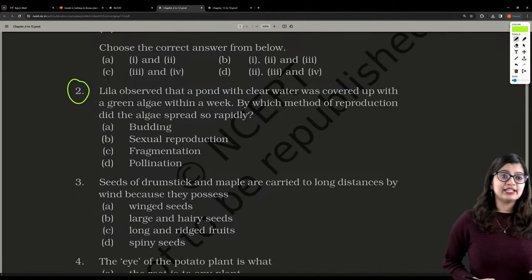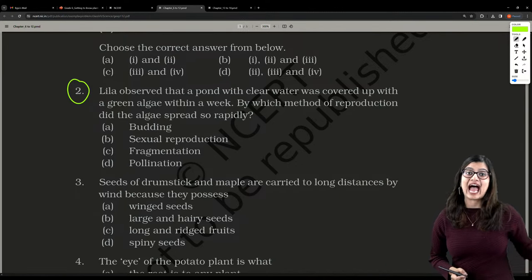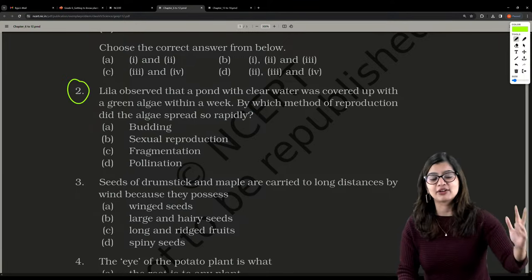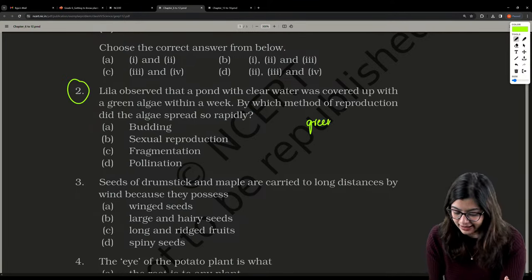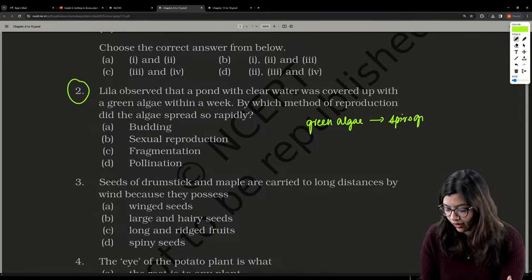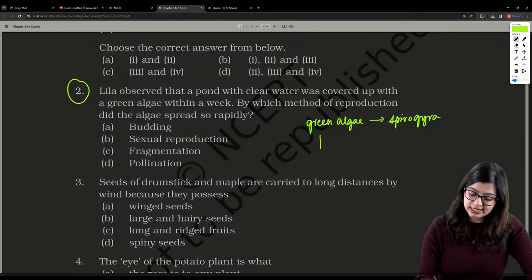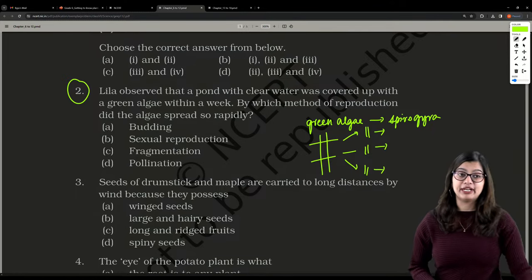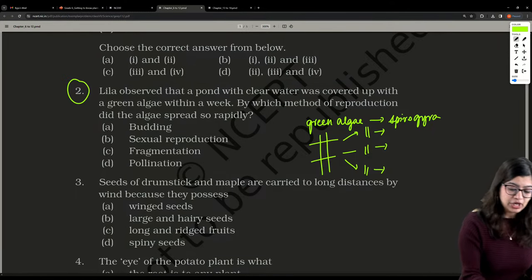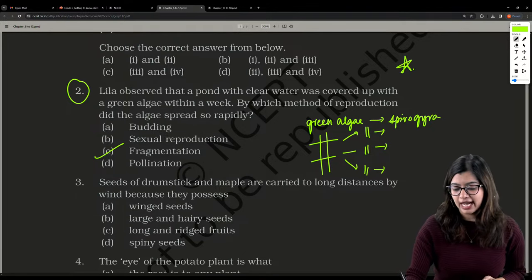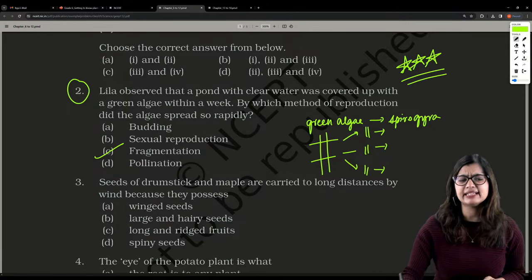Easy. So when we talk about reproduction in algae, one type of green algae that we see is Spirogyra, right? And what kind of reproduction happens? If there is a parent algae, it will split into multiple fragments, right? And each fragment will grow into a new organism. So the correct answer is option C. Very good. I will give you all 3 stars for this.